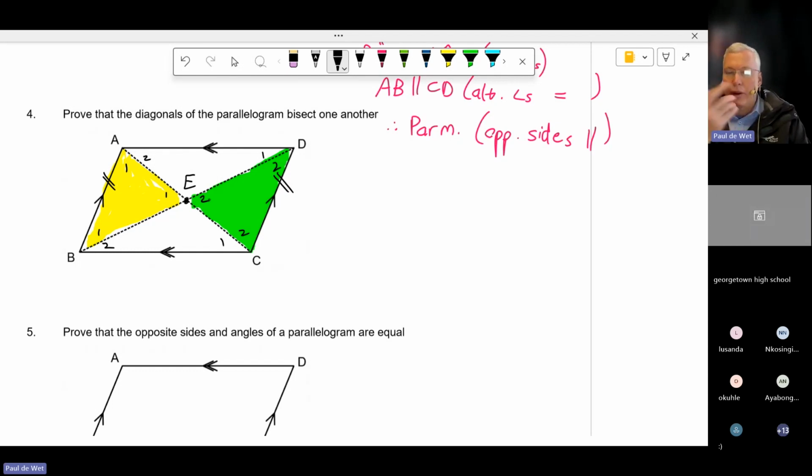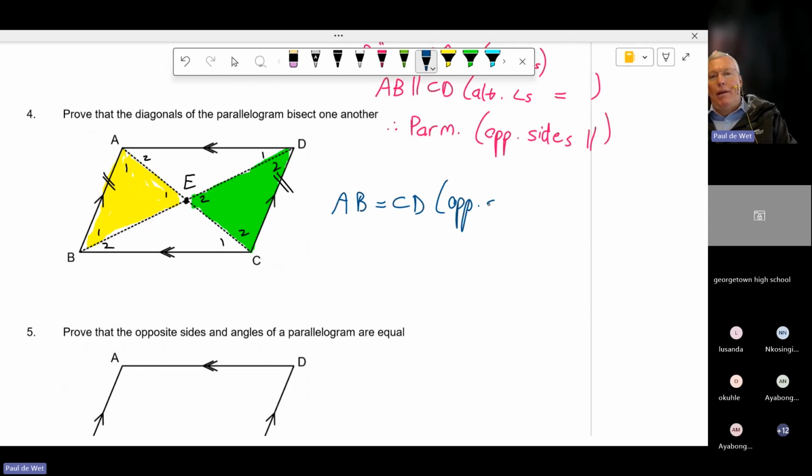Right, guys, these ones that we're doing now are listed as required for your exam. I've seen the document from the department. It says you need to know these proofs. Who can tell me anything we know? So far we know that AB equals CD. Opposite sides of a parallelogram.